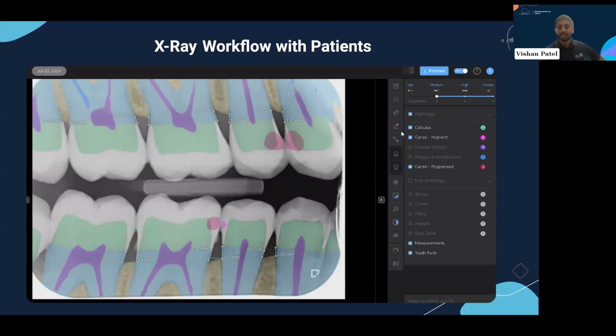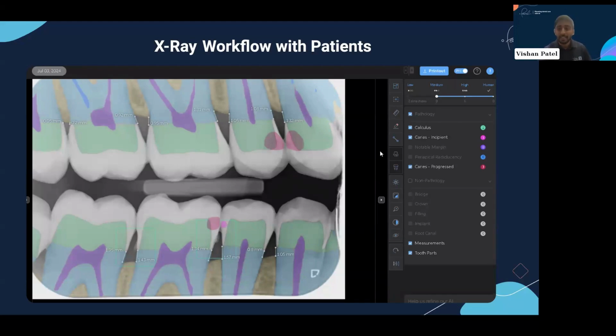If you do disagree with anything with Pearl, it's quite clever because we've got a little sidebar on the right and this little pencil function. If you didn't think that was decay, you can literally click the pencil and delete the decay wherever you saw fit, essentially. Same as if you think there was calculus in the top right area, you could add calculus in. So Pearl does give you the options to edit what it thinks.